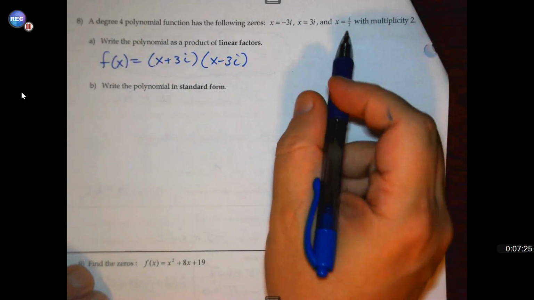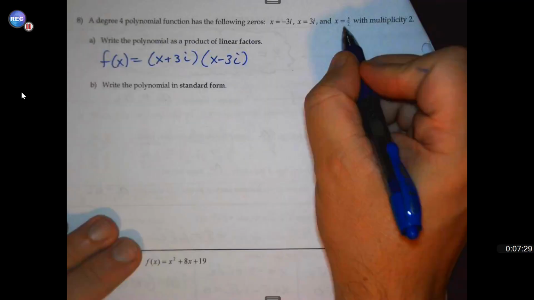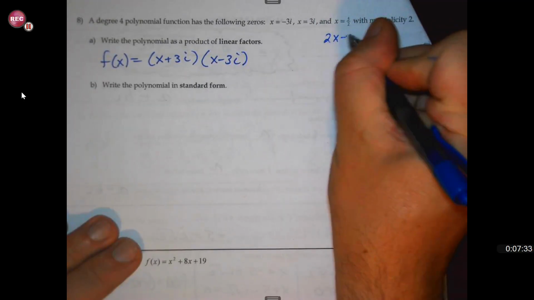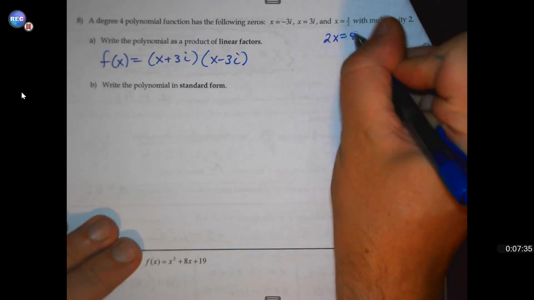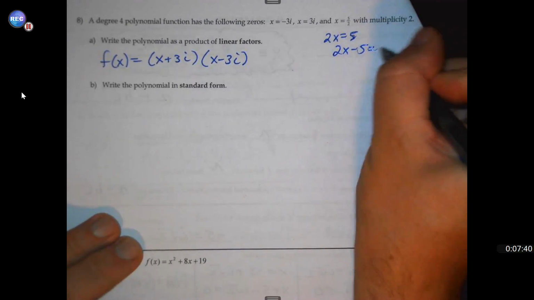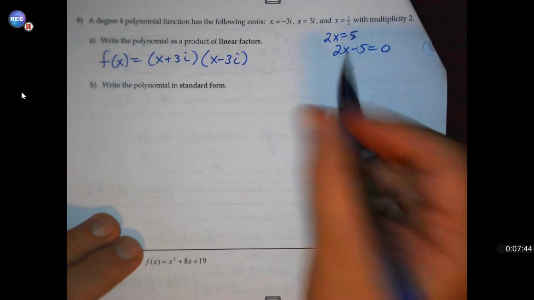And then with the x equals 5/2, we don't want to write that as a fraction. So we're going to multiply each side by 2 to get rid of the fraction, giving x times 2 equals 5. Then you could subtract the 5 over, so it's on the same side with the x. So 2x minus 5 would be the factor for x equals 5/2.